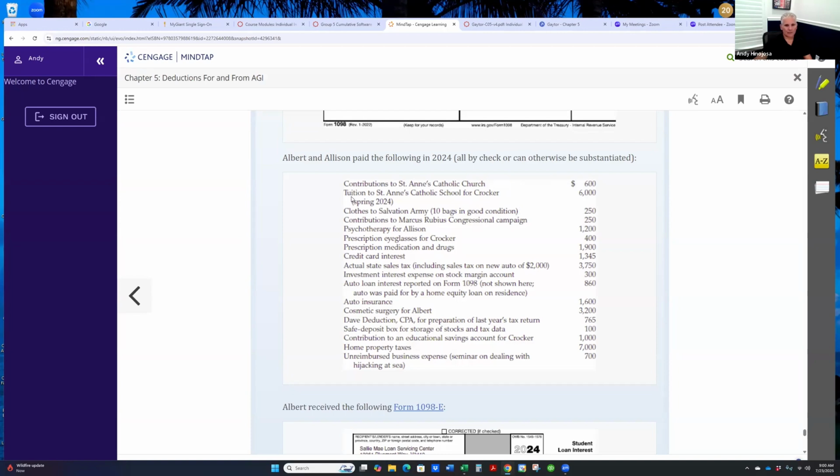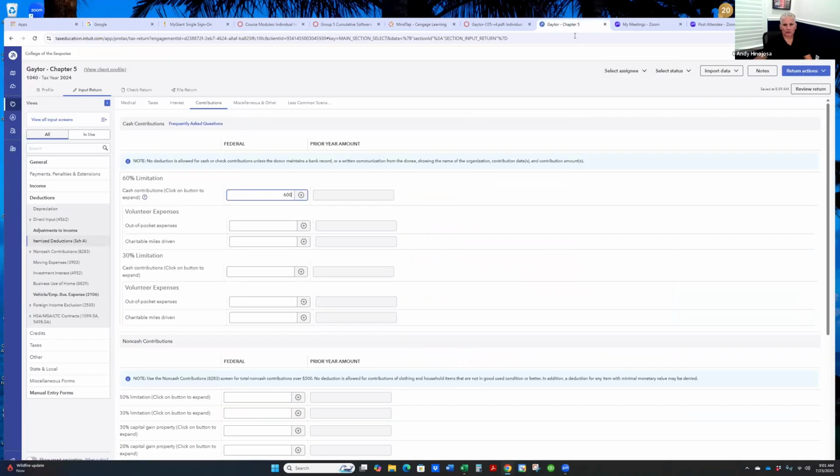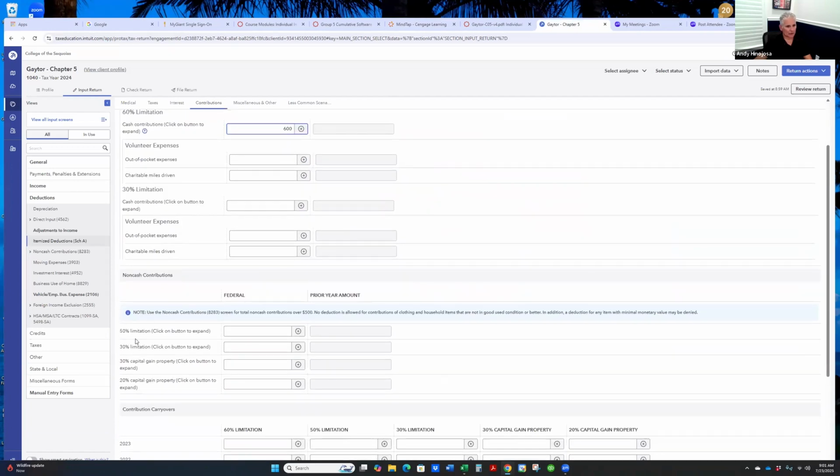The next item listed is tuition to St. Anne's Catholic School for Crocker. St. Anne's Catholic School, there is no reference here to this being higher education. So a payment for tuition to a private school that's not higher education would not be deductible. So that $6,000 can be ignored. Let's go to the tax return, and then we'll look at non-cash contributions. There is a limitation of 50% in total.